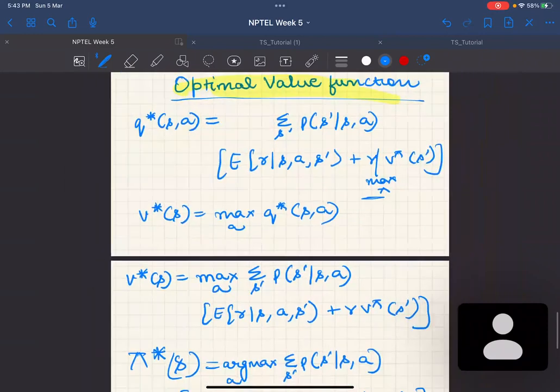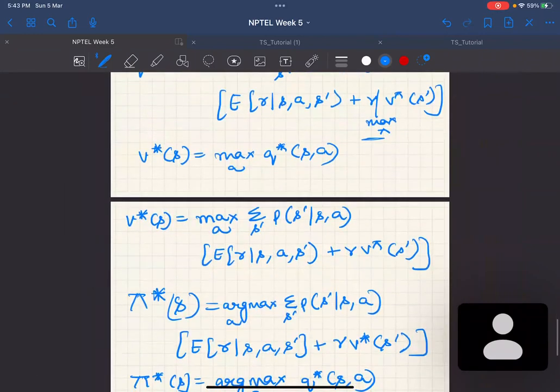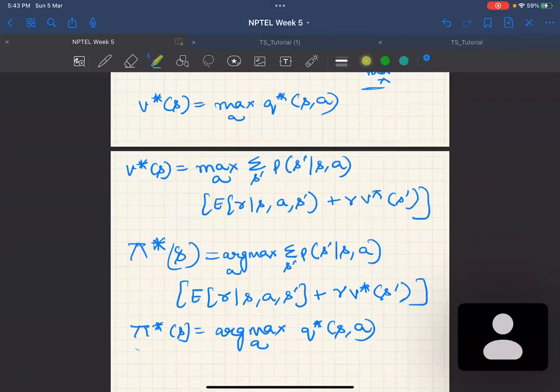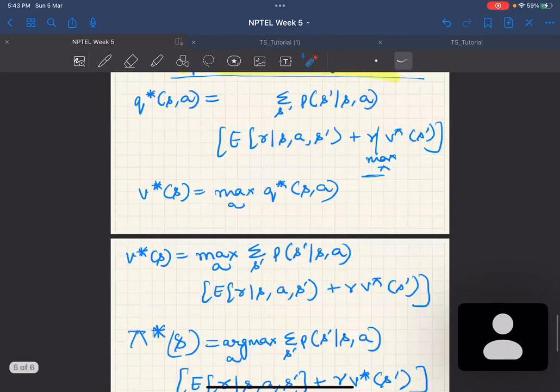Any doubt? Why have I written max here and why have I written argmax here? I have told you just now, what's the difference? Any idea? Or any doubt? Yes? No, I could not follow because it was interrupted. If you can repeat once again, it will be great.